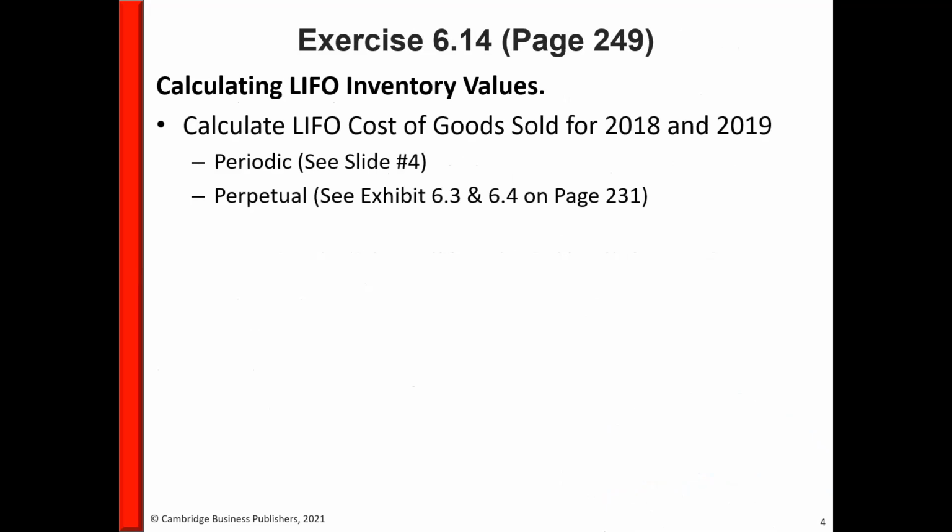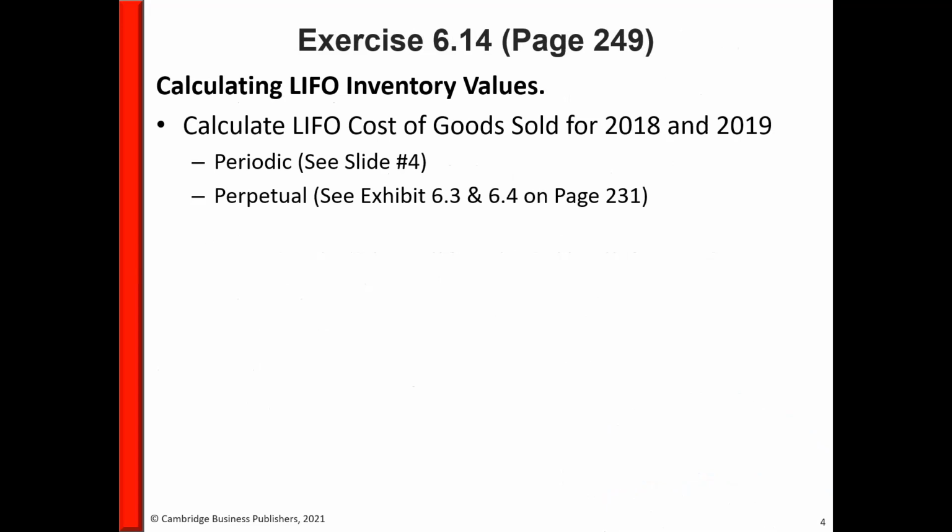Exercise 6.14. I know you'll see this again on the exam. I think it's on question 10, so please pay special attention to this. You're going to be calculating LIFO inventory values, and you had to calculate them under the periodic method and under the perpetual method for both 2018 and 2019.